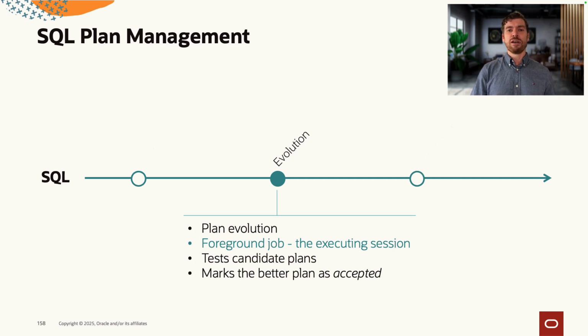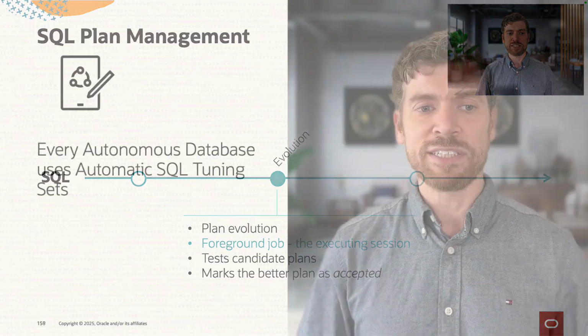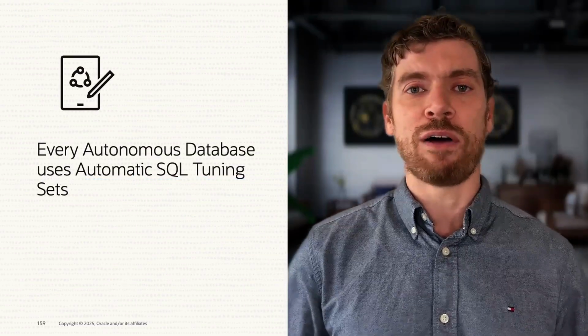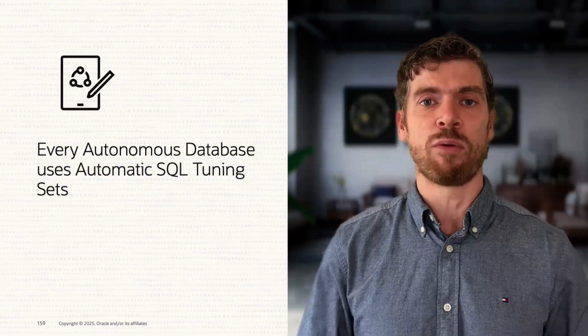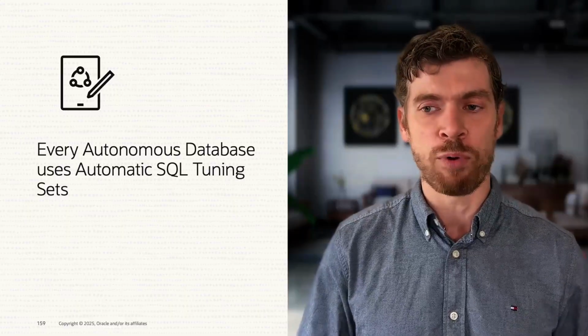So usually if you have a SQL that executes every 2 seconds, for example, on the second execution, we already get the better plan. Okay, so that's an evolution. Again, it's enabled in Autonomous Database Serverless, and if you want to have it enabled in the Dedicated, it is also possible, but you have to manually enable it.